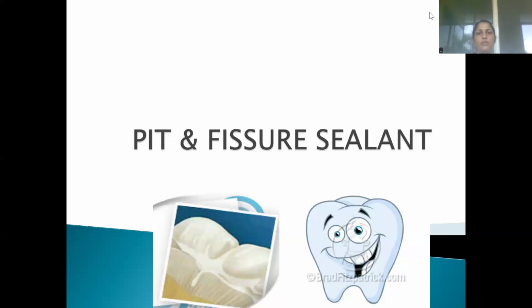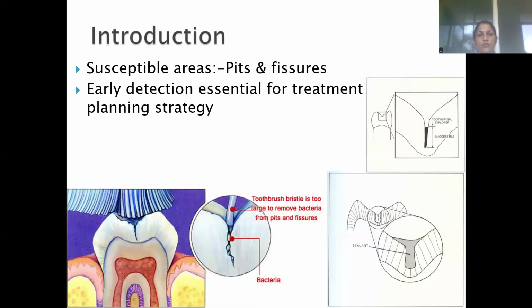Hi everyone. Today I'll be dealing with the topic pit and fissure sealant. Pit and fissure sealant is important in terms of the preventive aspect, where we can prevent the development of dental caries, especially when coming to the young permanent molars as well as the primary molars. So pit and fissures are always areas susceptible to dental caries because of the food lodgement.